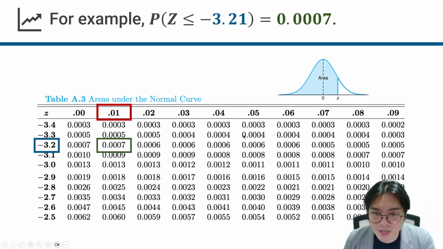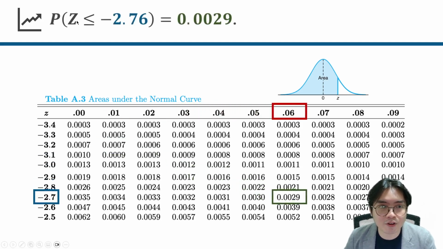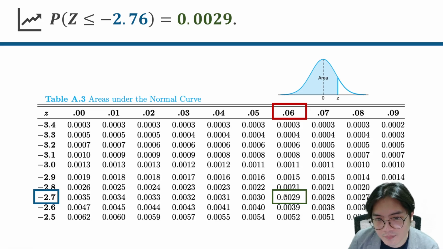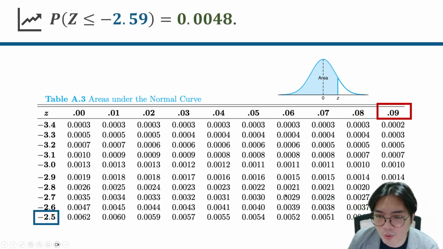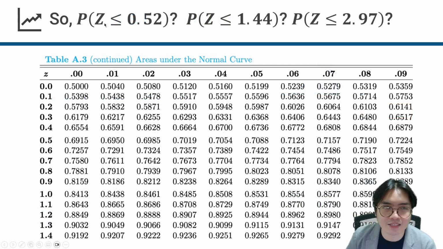But I suppose that is only because these are very small areas we are dealing with. And what they have in here as well: if your z-score is less than negative 2.76, of course negative 2.7 and then 0.06, you'll have, what is this? 0.29%. Okay? And then they have more.